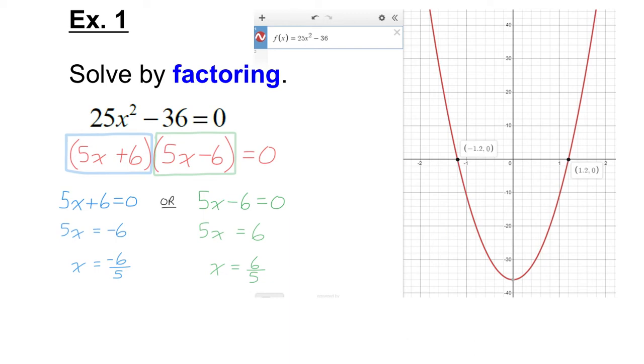Now, as far as writing a final answer, 6 over 5, 6 over 5, this one's negative, this one's positive, I can just write that as x equals plus or minus 6 over 5. Now, if instead of 6 over 5, you wrote 1.2, I'll allow it. But it's often just simpler to keep the fraction.